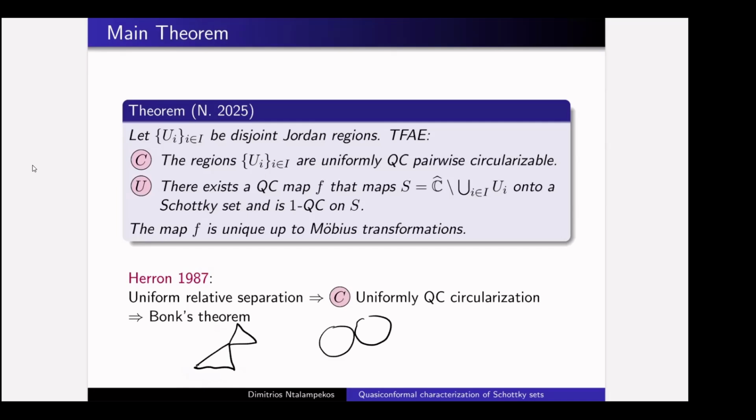Yeah, it's because of angles. Basically the idea is that if you have two tangent disks, then you cannot fit a quasi-disk there. I see. Okay.